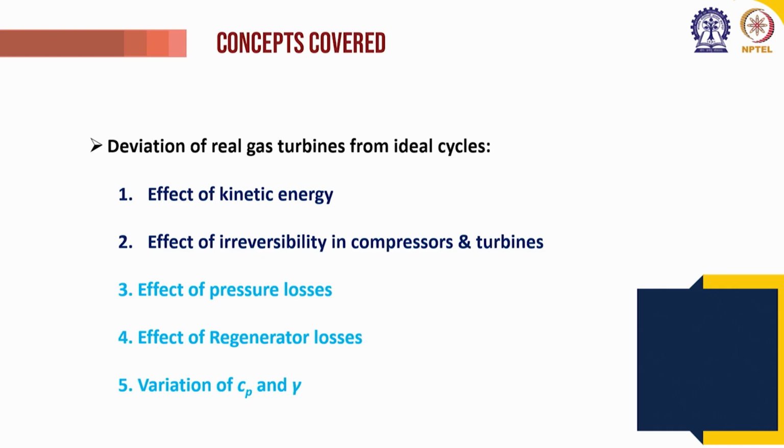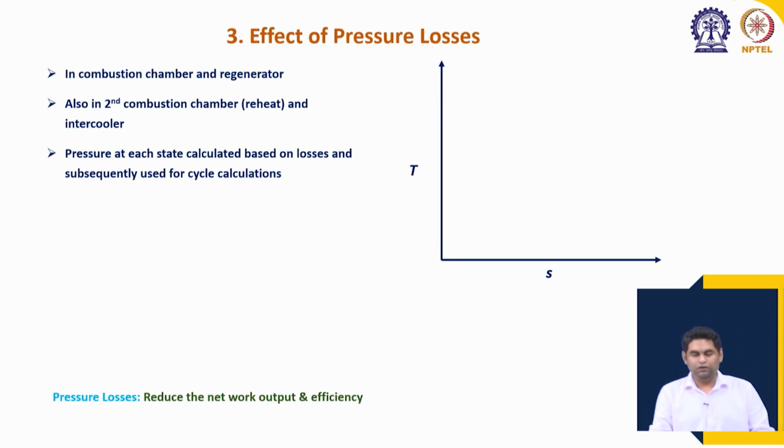So, concepts which will be covered, as I have briefly explained. We have already covered the deviations due to the effect of kinetic energy and the effect of irreversibility. Today, we will cover the effect of pressure losses, the effect of regenerator losses and we will discuss the variation of Cp and gamma. So, effect of variation of Cp and gamma. Okay, so, let us start with the effect of pressure losses.